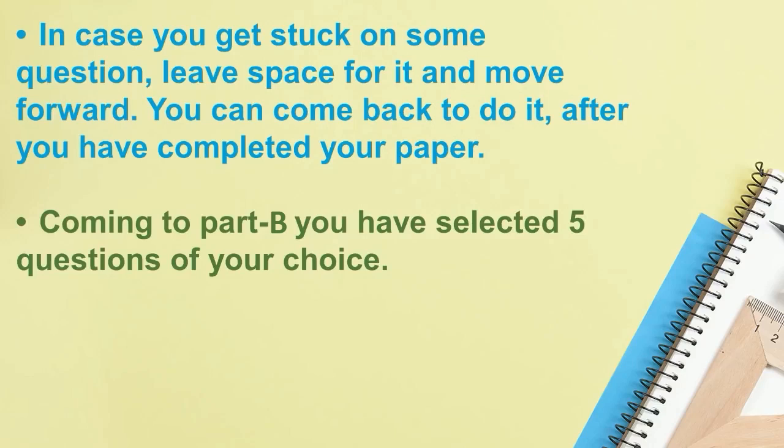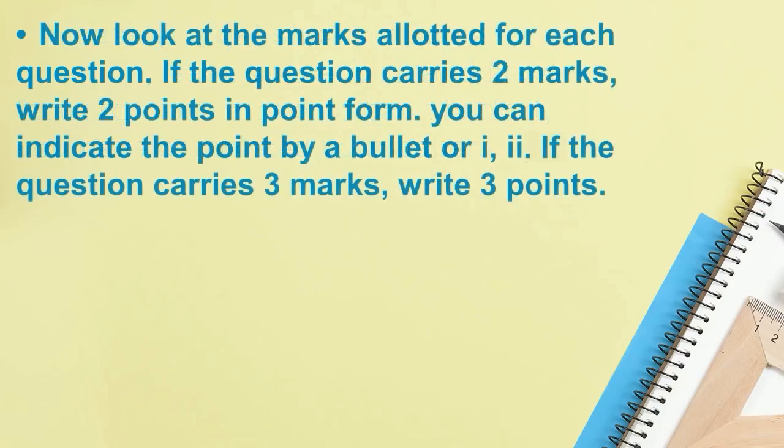Coming to part B, you have selected 5 questions of your choice. Look at the marks allotted for each question. If the question carries 2 marks, write 2 points in point form, or you can indicate the point by a bullet or 1 dot, 2 dot, 3 dot. In case the question carries 3 marks, write 3 points, whatever.